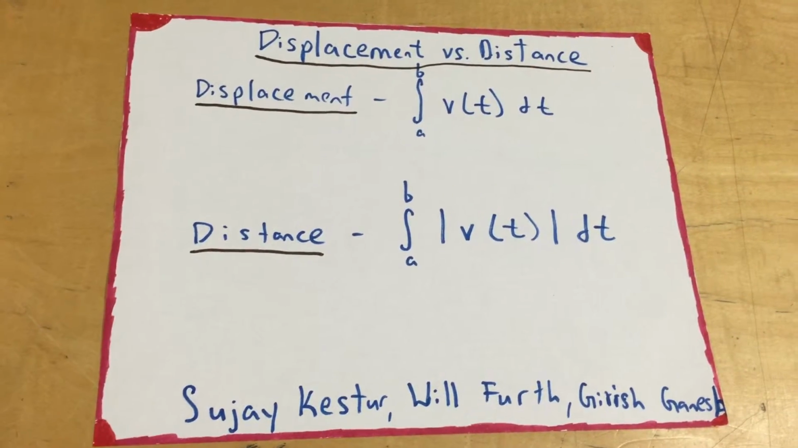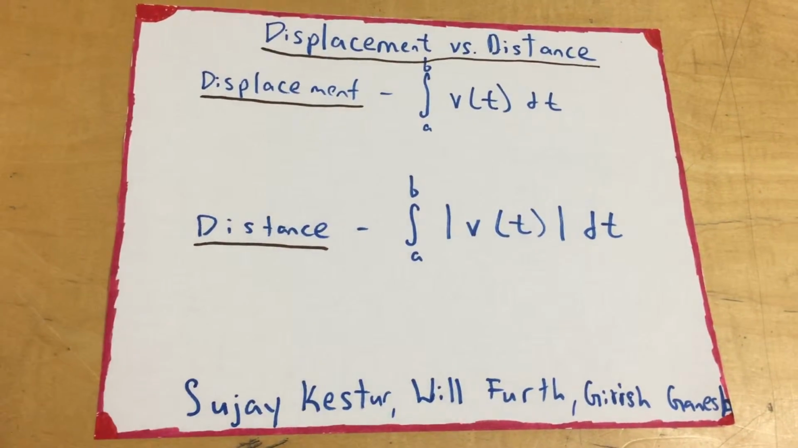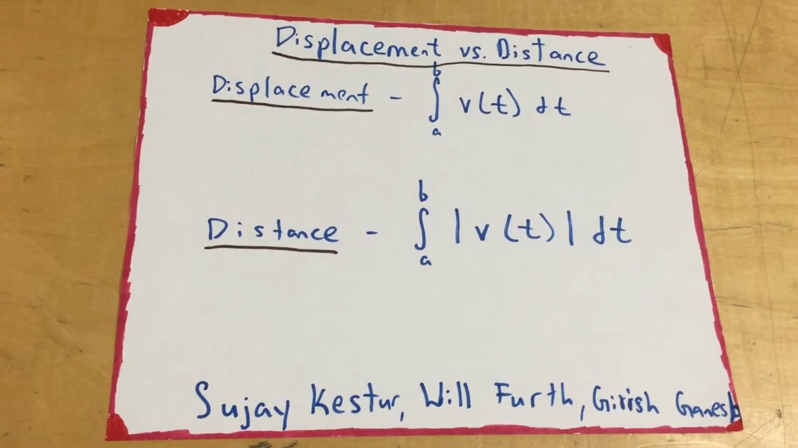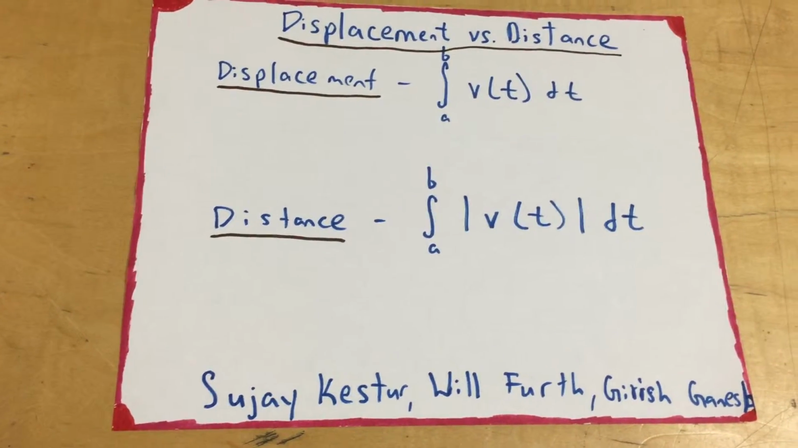So just to recap, displacement is the integral from a to b of the velocity function dt, and distance traveled is the integral from a to b of the absolute value of the velocity function dt.